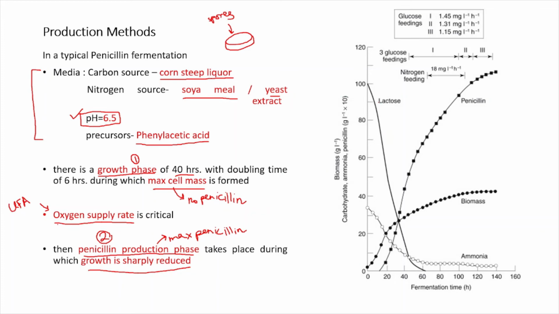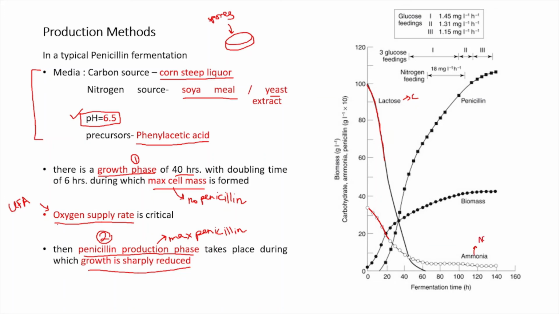On the right-hand side, you can see that as time passes, the concentration of lactose, that is the carbon source, is going down. At the same time, the concentration of ammonia that is present in soybean or yeast extract, which is the nitrogen source, is also going down. So this is the carbon source. Lactose is the carbon source. This is the nitrogen source. Ammonia is the nitrogen source.